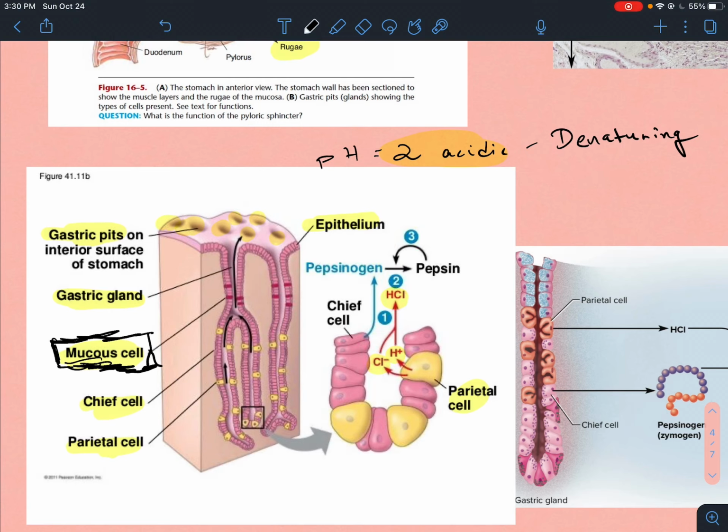The chief cells, on the other hand, are the cells that are making the enzyme to break down protein. But notice that chief cells make a precursor to the enzyme, known as pepsinogen, which is an inactive enzyme. However, at this stage, you can see that the hydrochloric acid converts the pepsinogen into an active form of the enzyme known as pepsin.